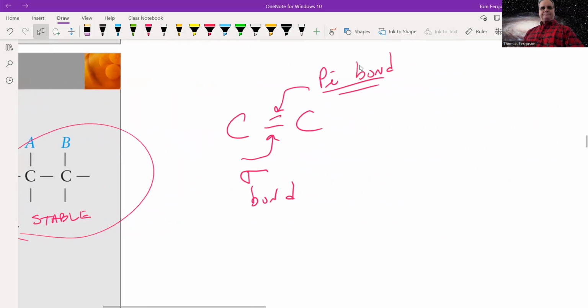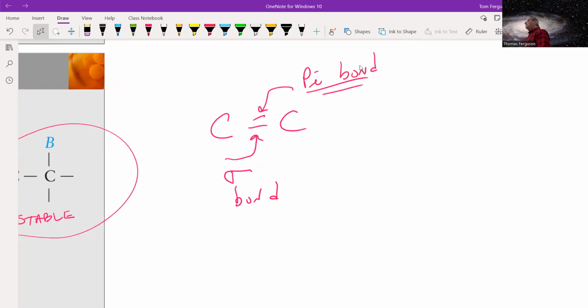Okay, so in a double bond, I don't know if you learned this in 305, but in a double bond, there are two kinds of electrons, sigma and pi. Sigma electrons are very stable. Pi electrons are very unstable. So the more pi electrons you have, the more unstable it is. Triple bonds have one sigma and two pi's. A double bond has one sigma and one pi. A single bond has only sigma. Okay, so sigma is much more stable than pi.